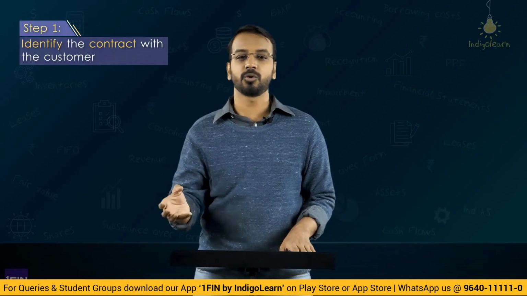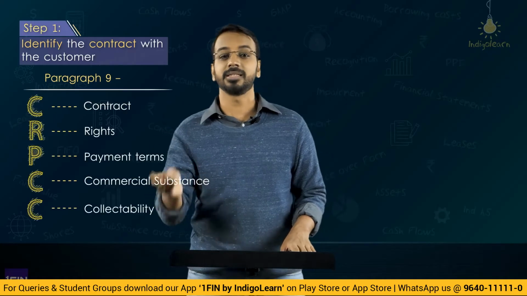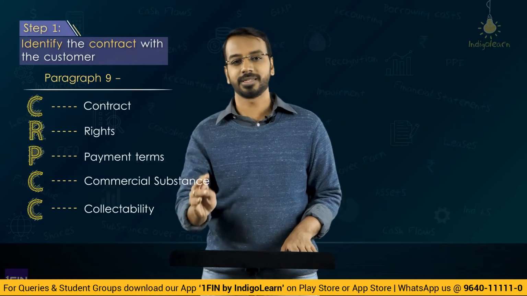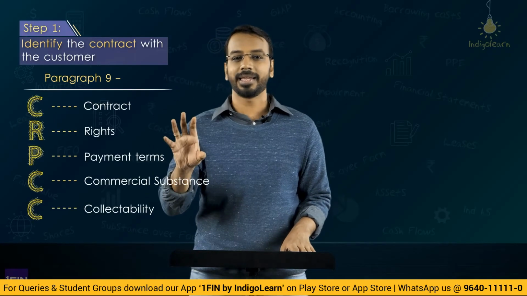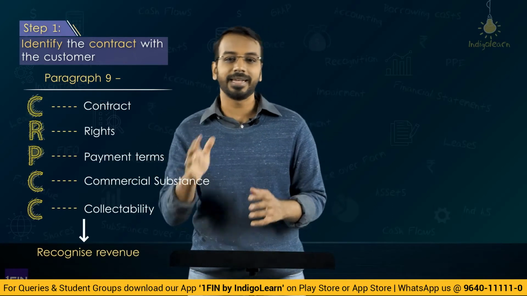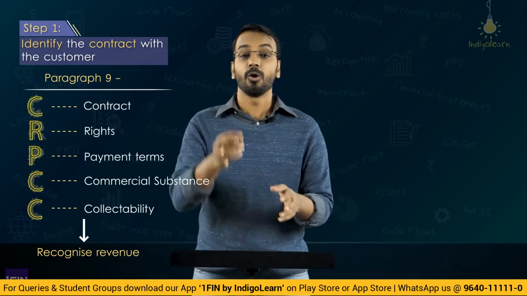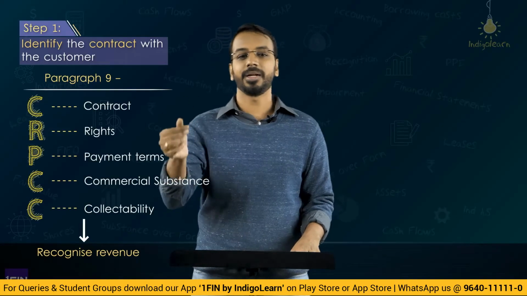So, to summarize, under the first step there are 5 criteria and the entity has to check that all of the 5 criteria have been met. What are those 5 criteria relating to? Contract, the rights, the payment, the commercial substance and collectibility of the consideration. If all of these 5 criteria are met, then we can say step 1 is met. If any of those 5 criteria are not met, the entity has to continuously assess and check whether those criteria are met in the future.